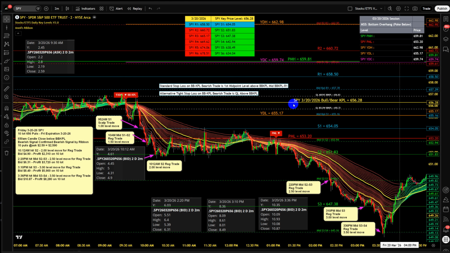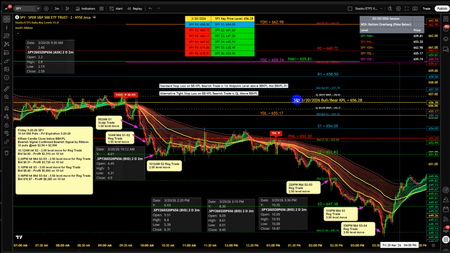this bearish trade is off of the bull bear KPL. As we mentioned at the start of the video, the QL level above the level you're taking the trade on is a tight stop loss on the entry of a trade, and on bearish trades from any main key level, the first midpoint level above is going to be your standard stop loss. So as we have lined out here, the standard stop loss is this midpoint level here, or if you're using a tight stop loss, it is this level here, the QL above, on this bearish trade from the bull bear KPL.